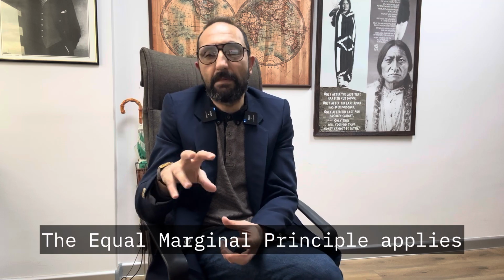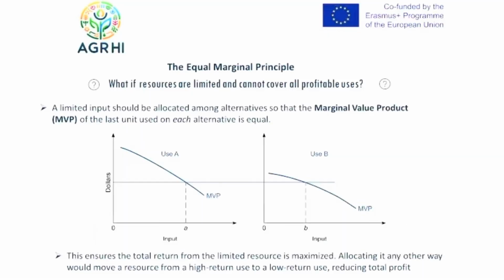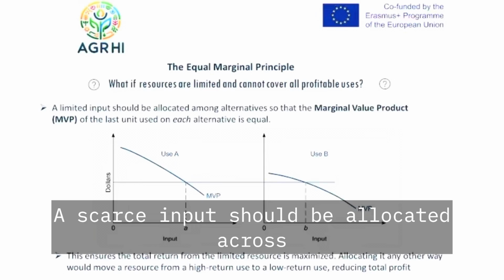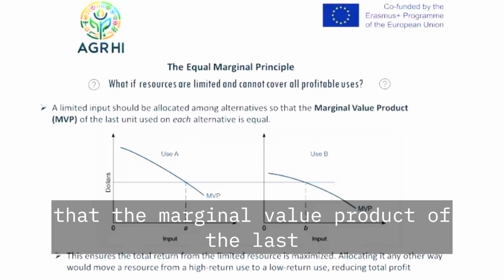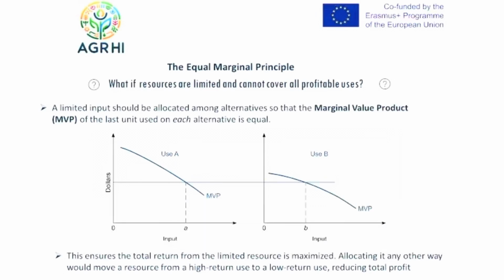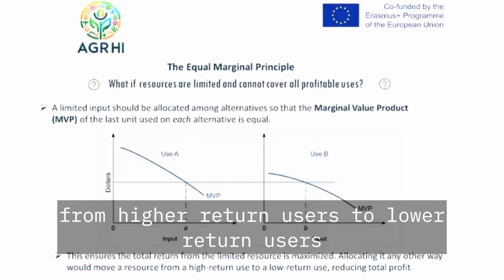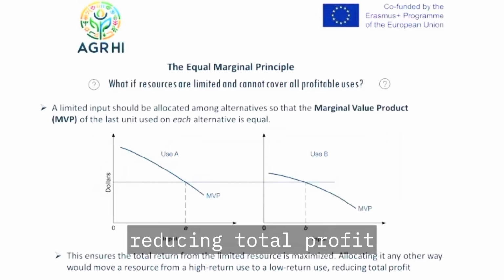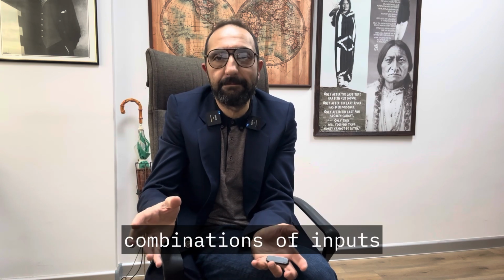The equal marginal principle applies when a resource is limited. A scarce input should be allocated across alternative uses so that the marginal value product of the last unit is equal in each use. Any other allocation would shift resources from higher return uses to lower return uses, reducing total profit.